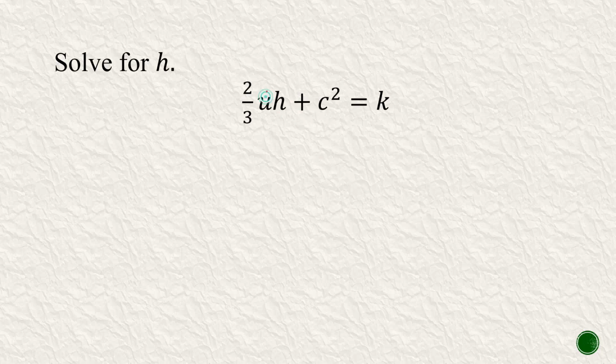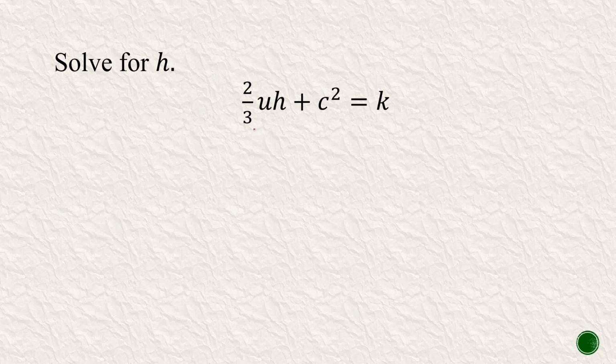Meaning we need to remove this u, we need to remove 2/3, we need to remove c square on the left side, okay? But before we do that, we have a fraction, right? And we want this to be a little bit simpler. Okay, so how are we going to do that? Eliminate the denominator.